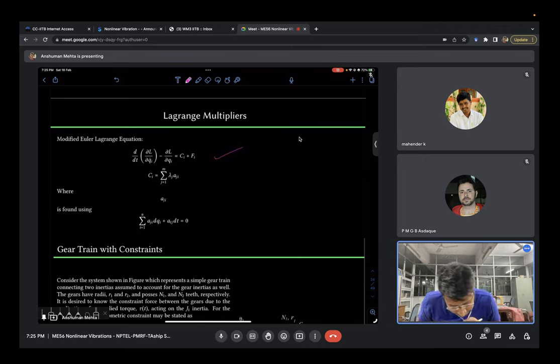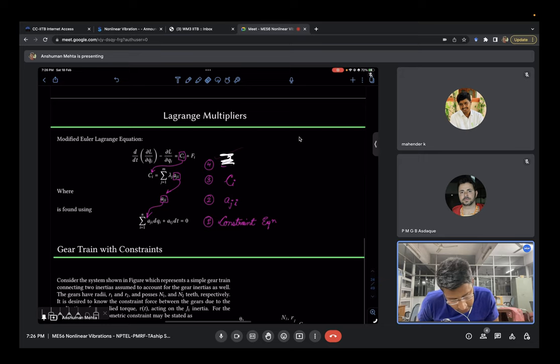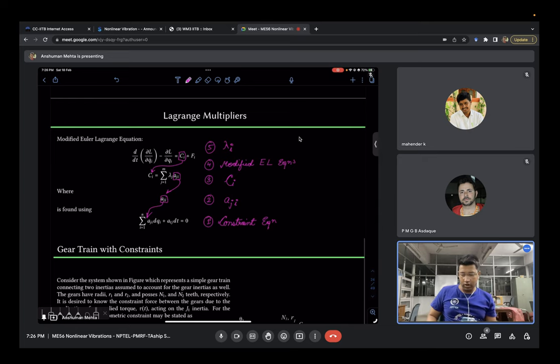So this is our equation of motion, in which we first have to find C_i, and for this C_i we need this A_ji, which we will get from this constraint equation. So first you have to find the constraint equation, first step. Then we have to find this A_ji, second step. Then we have to find this C_i, third step. Then we have to put it into the EL equation or modified EL equation. And finally, we have to find this lambda_i. So it's a 5-step process, and we will look at various examples.